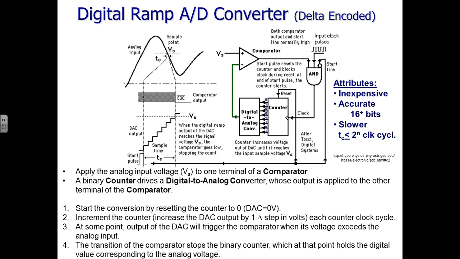Problem is it's pretty slow. You have to clock through a lot of possible counts before you find the right one, and so the conversion time, the time it takes to take one good accurate sample of your input signal, is fairly long.